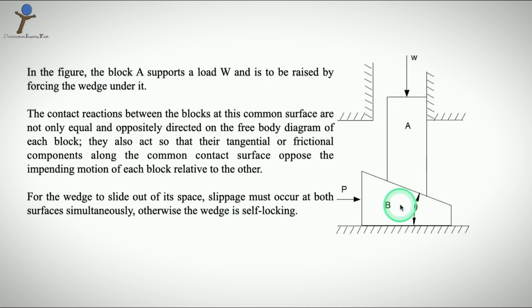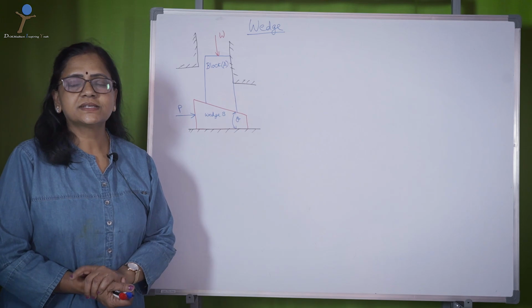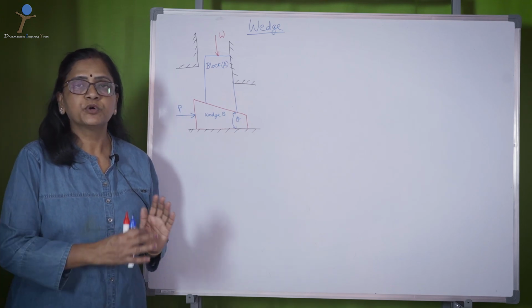So this is the wedge, and this is moved with an external force P so as to raise the block on which some weight W is placed. For the wedge to slide out of its space, slippage must occur at both the surfaces simultaneously, otherwise the wedge is self-locking. So the wedge is in contact with the ground as well as with the block A. Now let us understand the concept of wedge with more clarity.